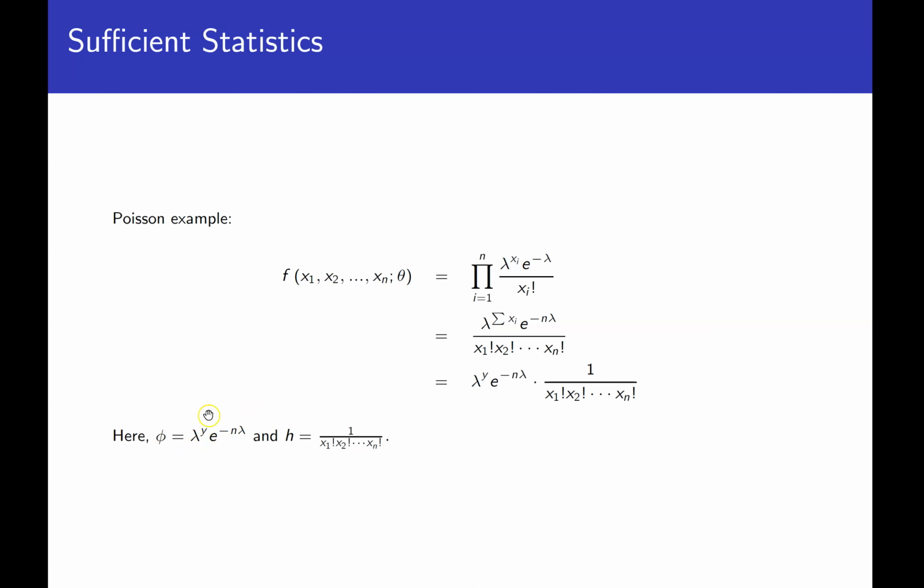There's no individual x sub i's stuck in here. This is y by itself. And this over here is 1 over the product of those factorials and no thetas there. So we're breaking it into a theta piece, no x's, and an x piece, no thetas. That's what the factorization theorem says. So that tells us again that the sum of the x sub i's is sufficient for lambda in this case.